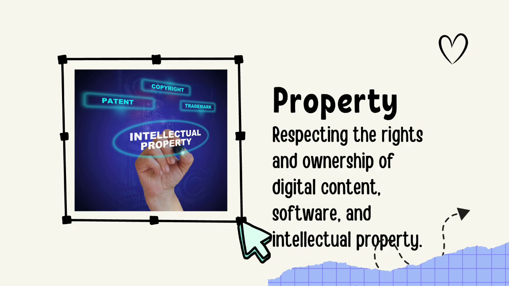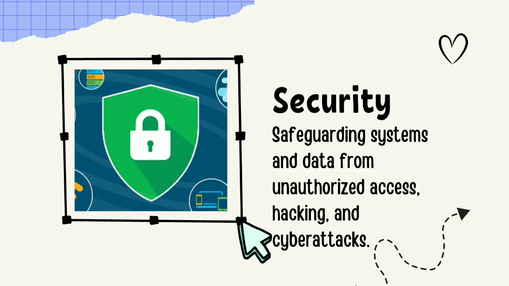Property. Property is respecting the rights and ownership of digital content, software, and intellectual property. In information systems, property refers to anything valuable that belongs to someone, like data, software, or even ideas. For example, if you create a new computer program, that program is your property because you made it. If someone copies your program without asking, they're taking your property without permission, which is like taking something from your house without asking.